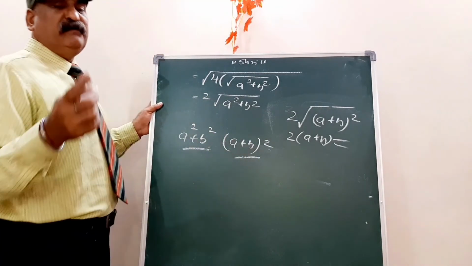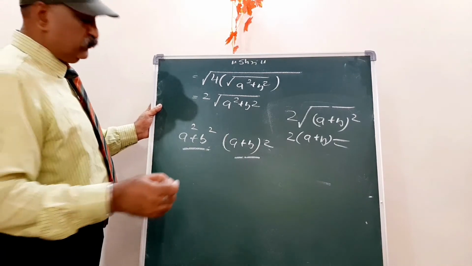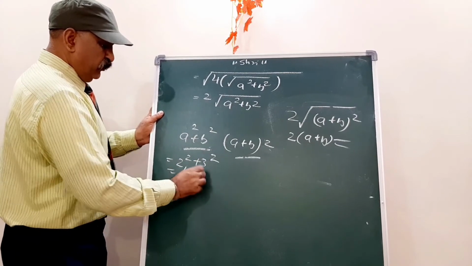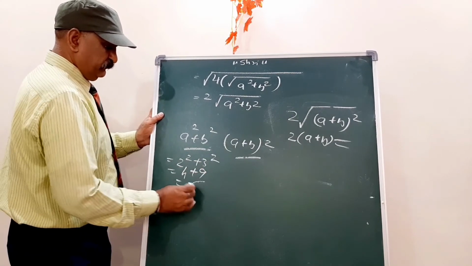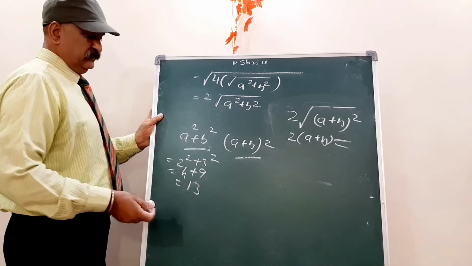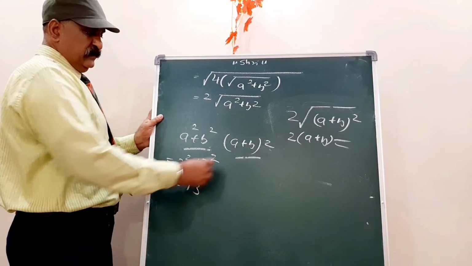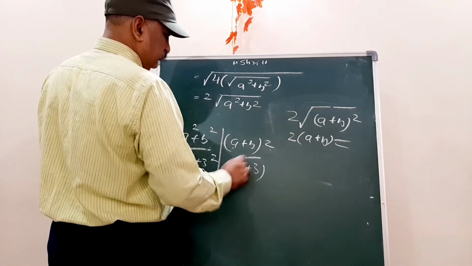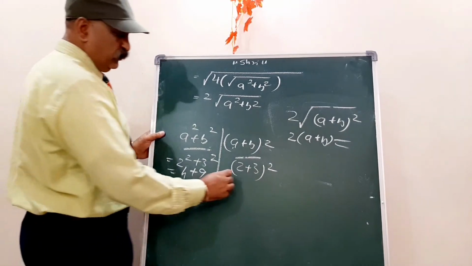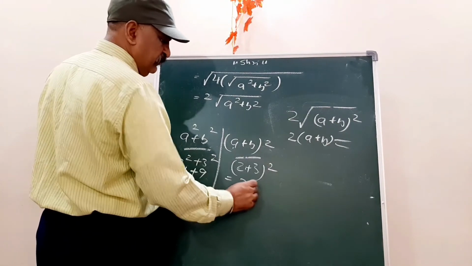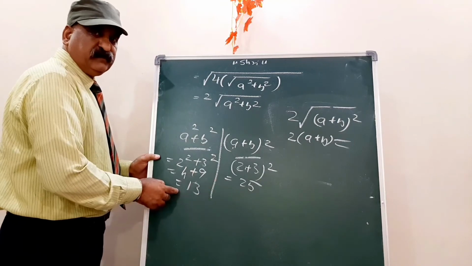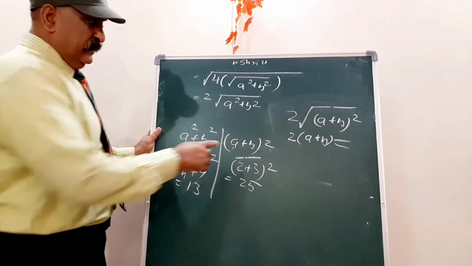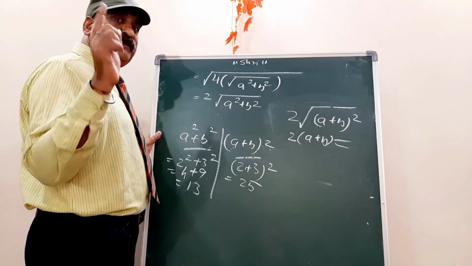See, suppose I am taking number a is equal to 2 and b is equal to 3. तो 2 square means 4 and 3 square means 9, 4 plus 9 is 13. 2 square plus 3 square is 13, and this is a plus b whole square, means 2 plus 3 whole square, and 2 plus 3 whole square means 5. 5 whole square means 25. They are not the same. A plus b whole square means a square plus 2ab plus b square. A plus b whole square you can write a square plus b square plus 2ab.